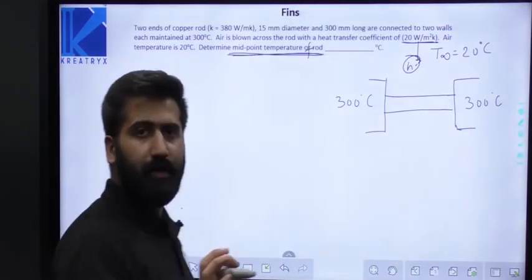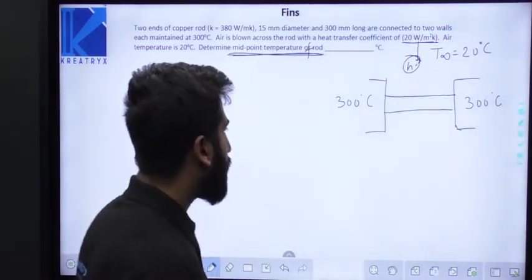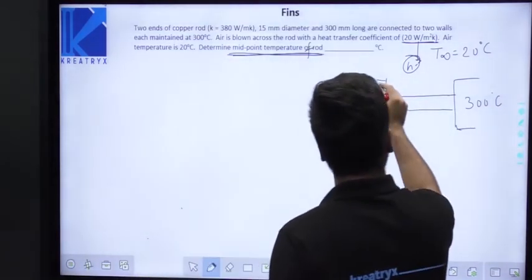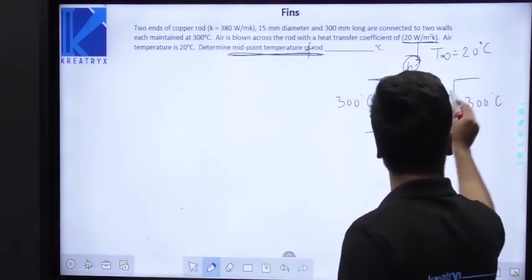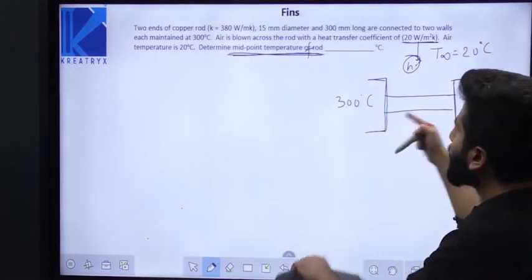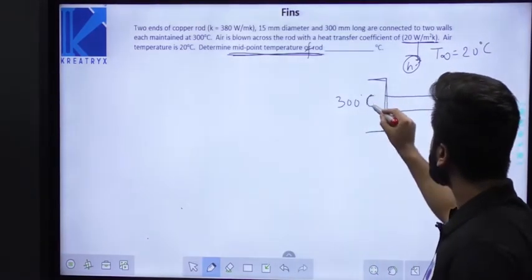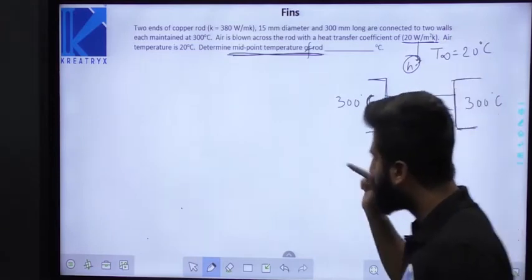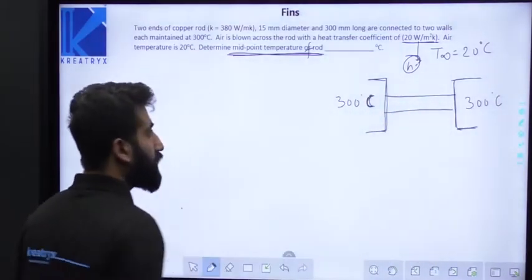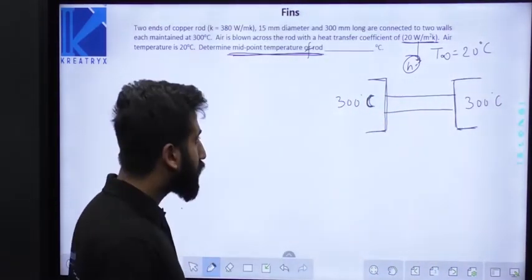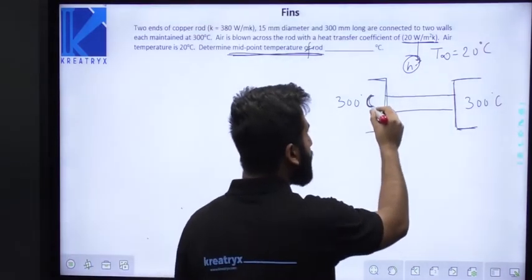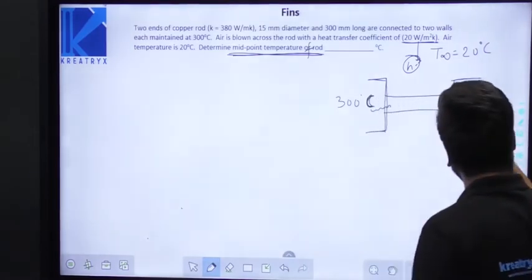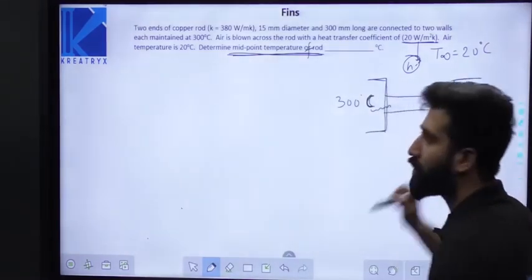Okay. This is a different type of question, and I will tell you how you have to analyze this question. See what happens when a rod is connected to two walls at the same temperature. You can actually treat this rod as two fins. What will happen? The heat will be conducted in the fin from this side, and the heat will be conducted in the fin from this side also.